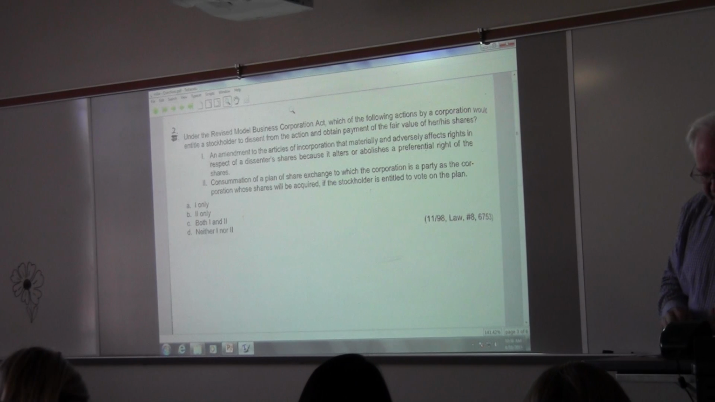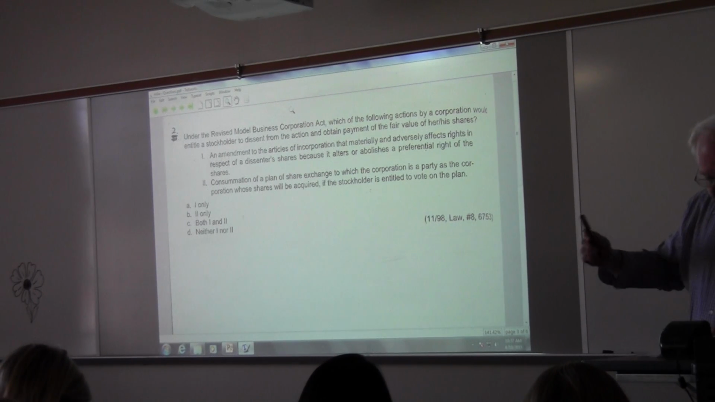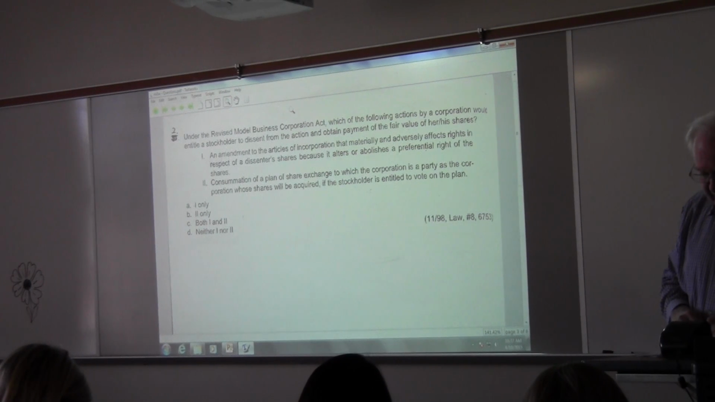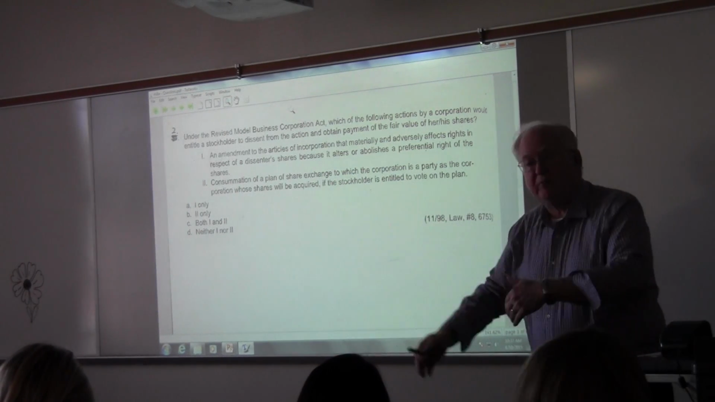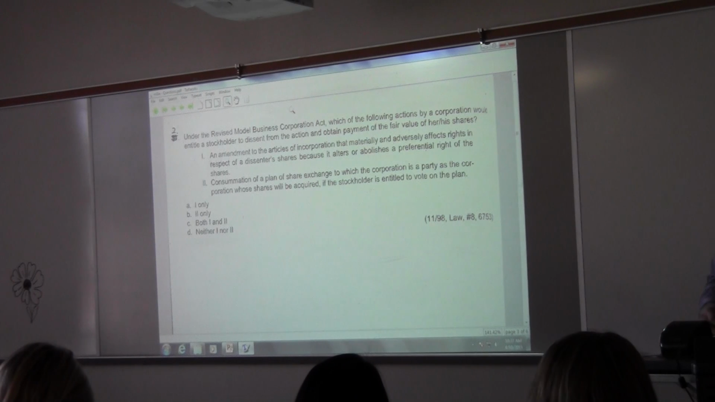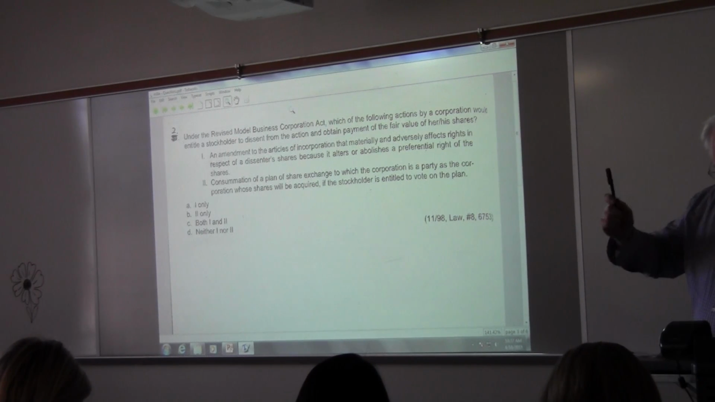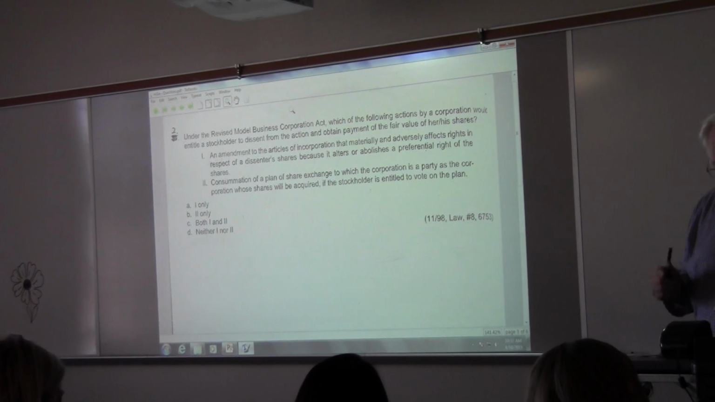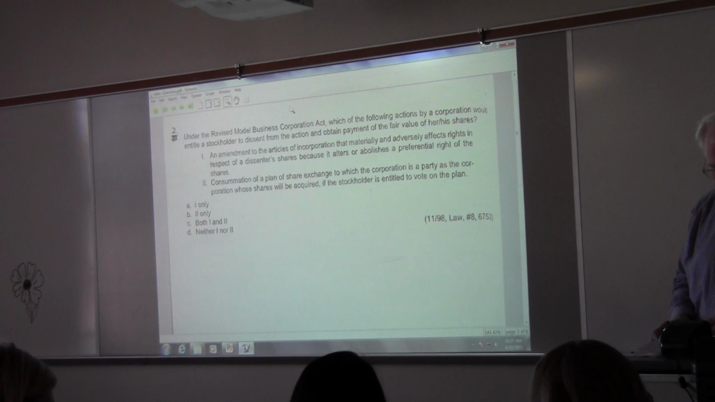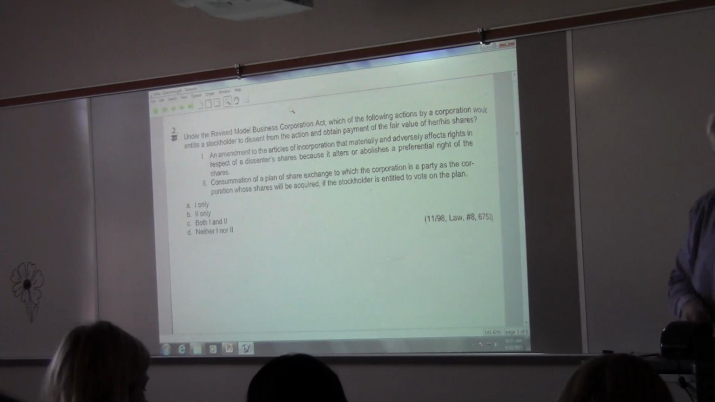Consummation of a plan of share exchange in which the corporation is a party, as the corporation's shares will be acquired, if the stockholder is entitled to vote on the plan, can you force them? So you disagree. The majority said do this, but you're in the minority and you say no. Can you force them to buy out your stock? Yes. So therefore, the answer to 1 is yes. Answer 2, yes. Therefore, the answer to the question is C. Linda, you agree? C is in charge.